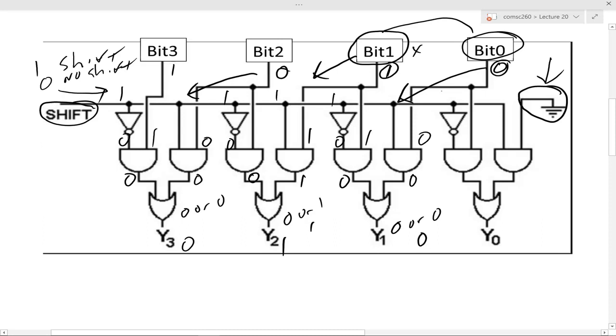Finally, we have the rightmost circuit here for the rightmost bit. We have 1 coming in as the enable bit, 1 NOTed is 0, 0 and anything is 0. And then we have the grounding here, which represents 0, so 0 comes in here, and this is 0. So we have a 0 here, 0 or 0 is 0.